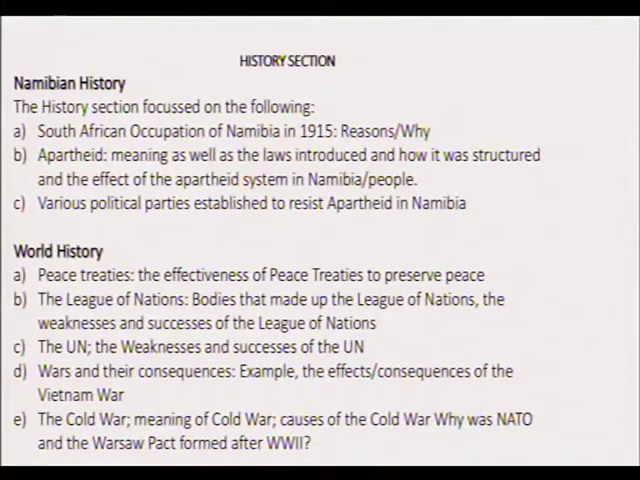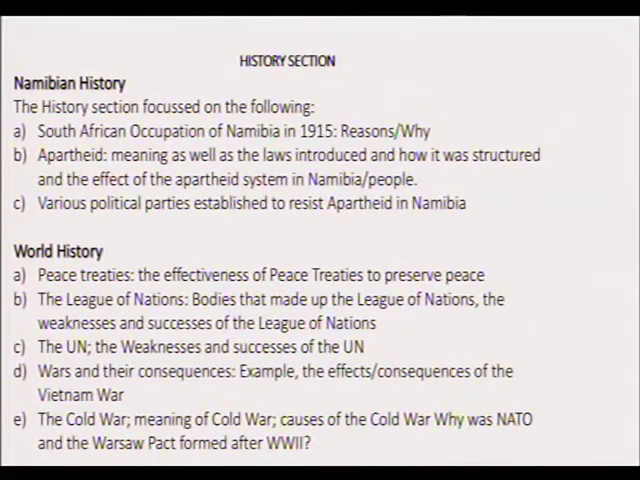What is important in the history section is that it focuses on the following. It is Namibian history, and then there's world history as well. Now, the Namibian history section focuses on the South African occupation in 1915. You need to explain the reasons why South Africa occupied Namibia in 1915. So they didn't do it just out of free will. There are reasons why it happened.